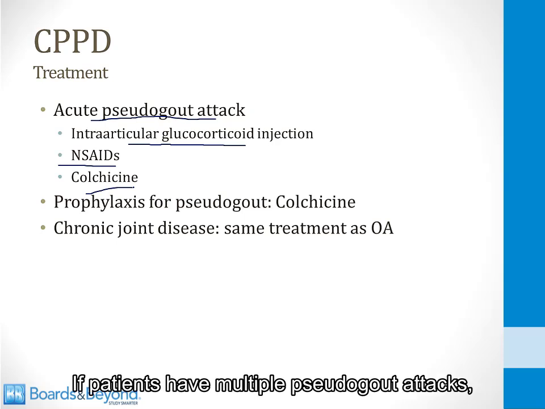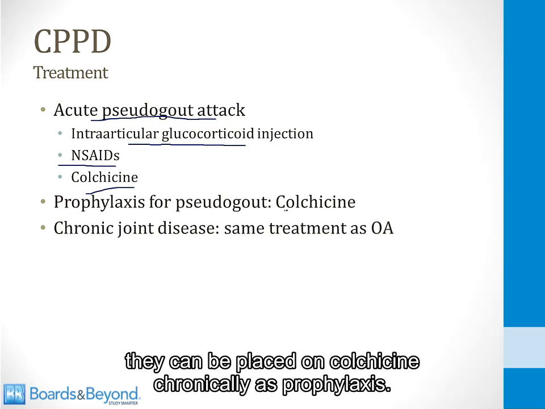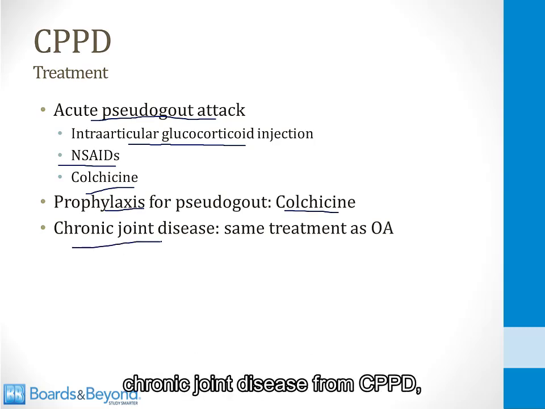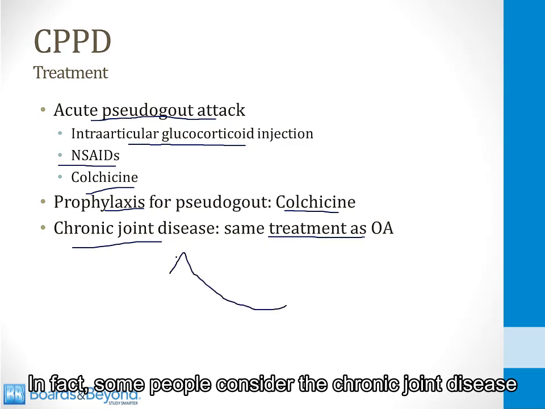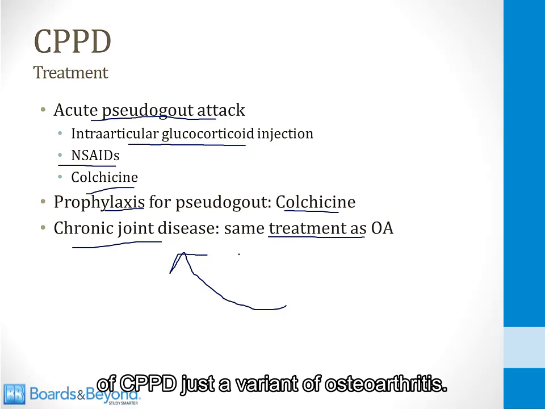If patients have multiple pseudogout attacks, they can be placed on colchicine chronically as prophylaxis. And then finally, when patients develop chronic joint disease from CPPD, this is basically treated the same way as osteoarthritis. In fact, some people consider the chronic joint disease of CPPD just a variant of osteoarthritis.